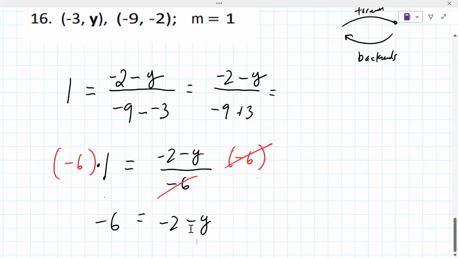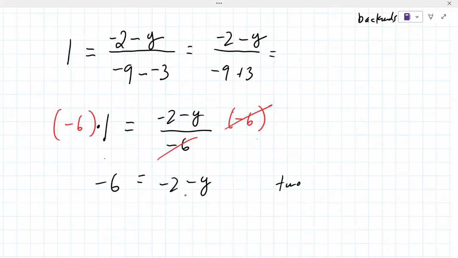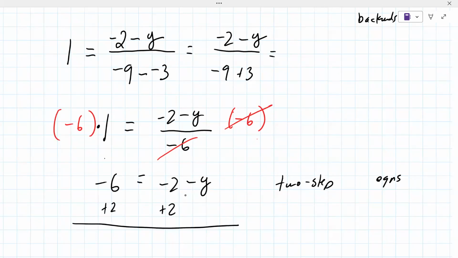All right, now do you remember how to solve an equation like this? Like we did, those two-step equations. So what would you do? Adding 2 to both sides, good. And so -4 equals -y.